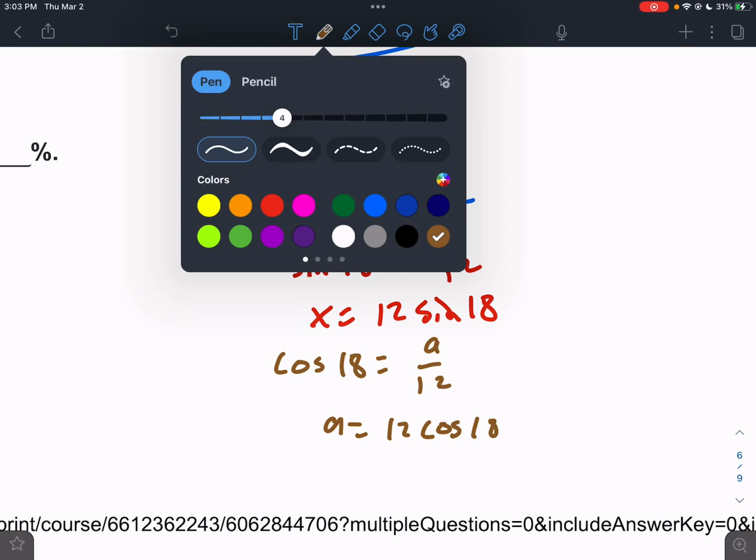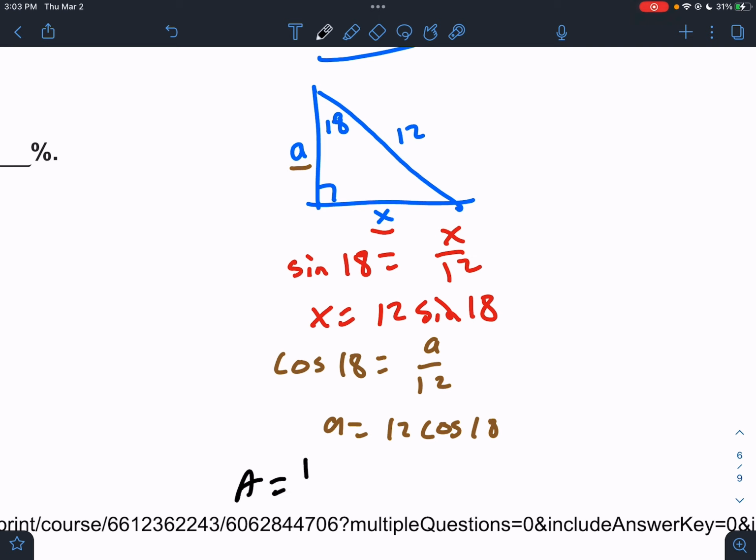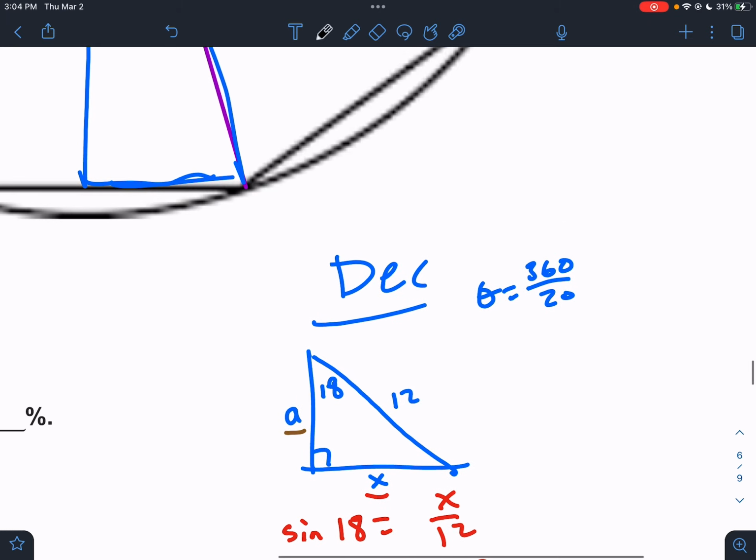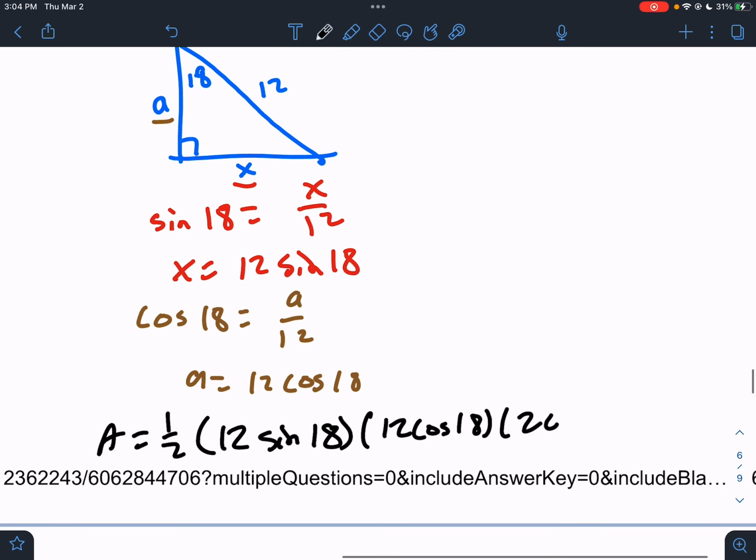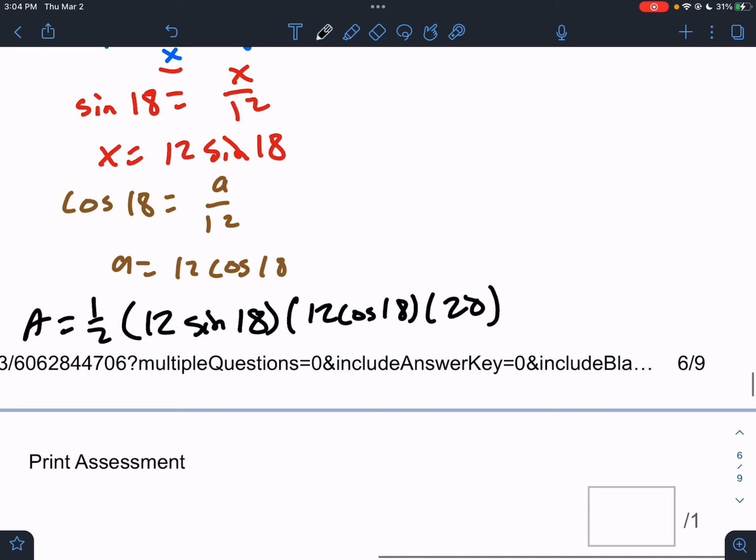So this final answer is 1/2 times the base, 12 sine 18, times the height, 12 cosine 18, and it's a decagon, so there would be 20 of them. And if I multiply that out, 12 times 12 times 10 would be 1440 sine 18 cosine 18.